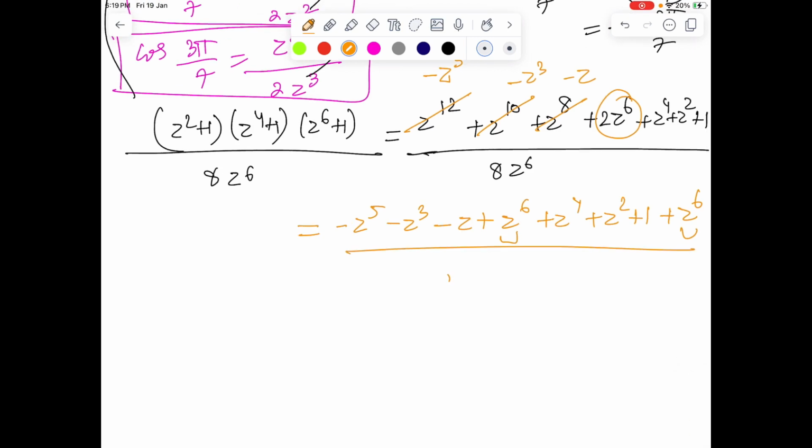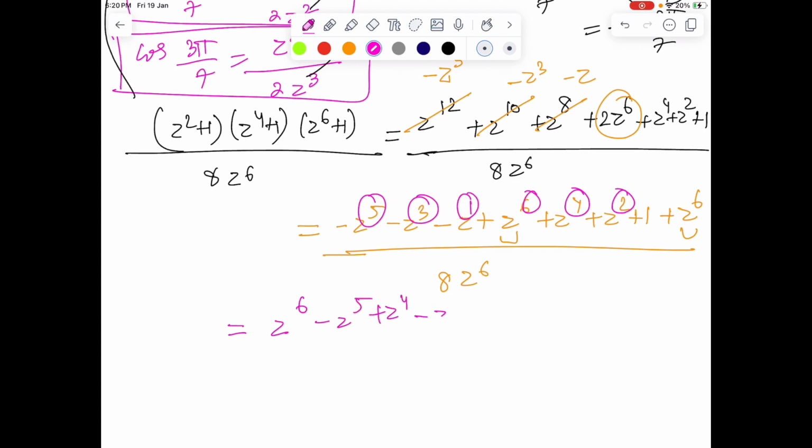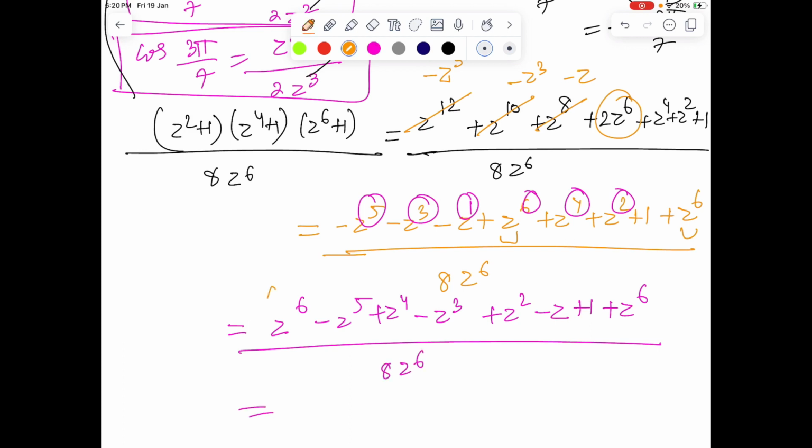There is a reason why I wrote it like this, because now we can write this in a very nice fashion. You can observe the powers z square, then 3, 4, 5, 6, and we have here power 1. So you see alternate plus and minus signs coming, which means this can be written as z6 minus z5 plus z4 minus z cube plus z square minus z plus 1, plus z6, divided by 8z6.